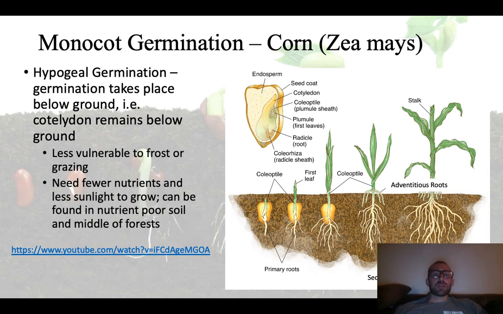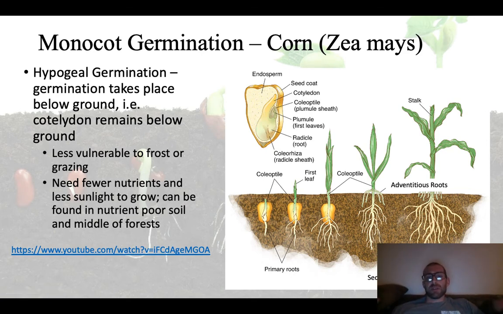In monocot germination, because there's this food store, this endosperm, we typically need fewer nutrients initially as it's growing, and less sunlight. So these can be found in poor soils or in areas like the middle of the forest, where there is poor sunlight. So what is the actual pattern of germination?